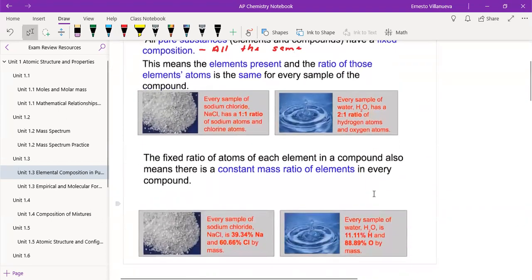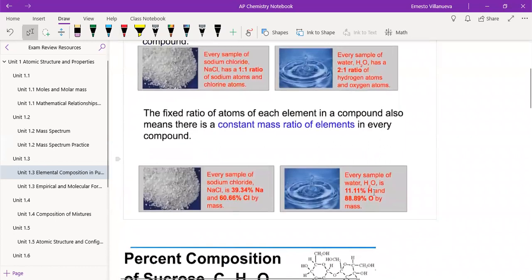So that's what we're looking at when we're talking about a pure substance: fixed ratio. Now, when we're looking at sodium chloride, 39.34% of sodium chloride is sodium and 60.66% of it is chlorine. And this is the percent by mass. So this has to do with percent composition.